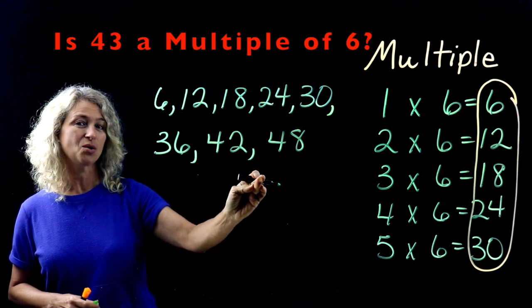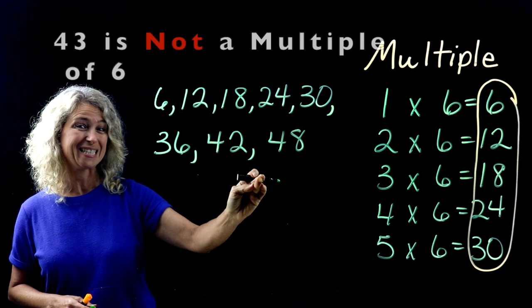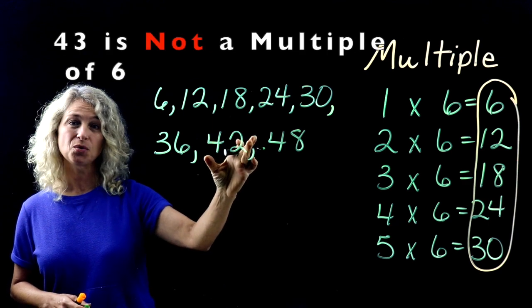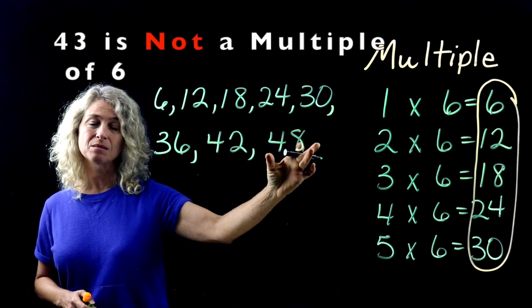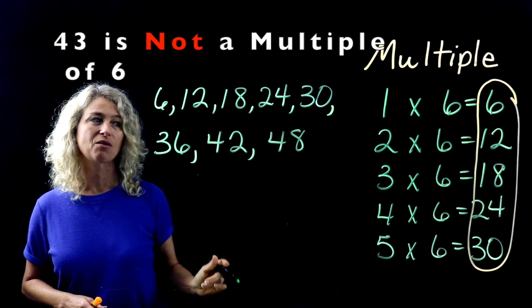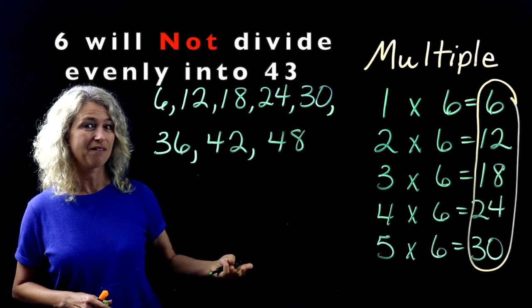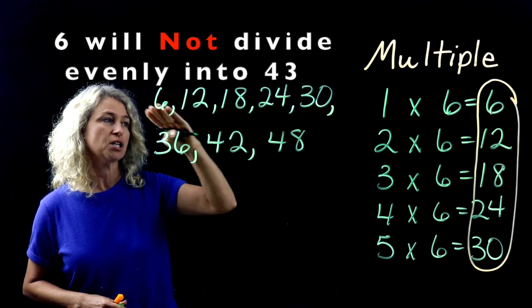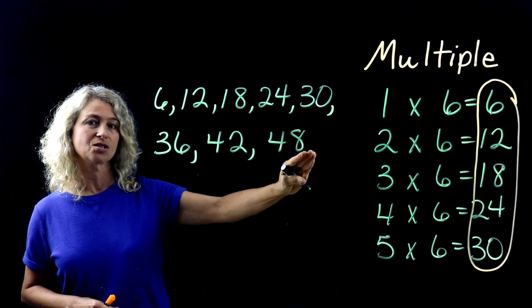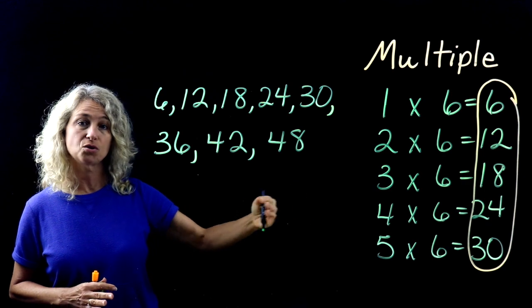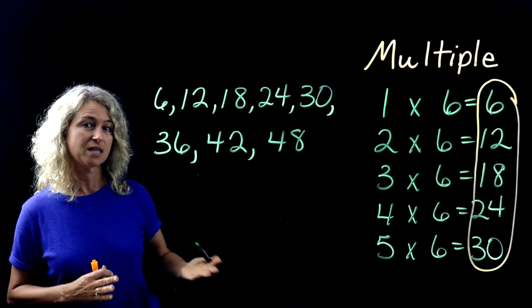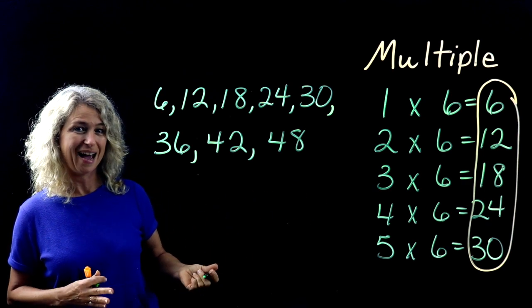So could we answer the question, is 43 a multiple of 6? It's not, is it? 42 is a multiple, 48 is a multiple, but not 43, 44, 45, 46, or 47. Okay, so just continue the pattern out past the number that you're asked to determine whether it is a multiple or not, and you'll be able to see that.